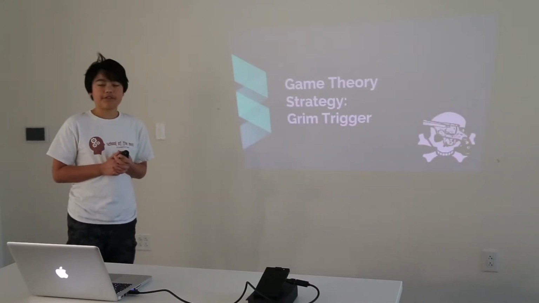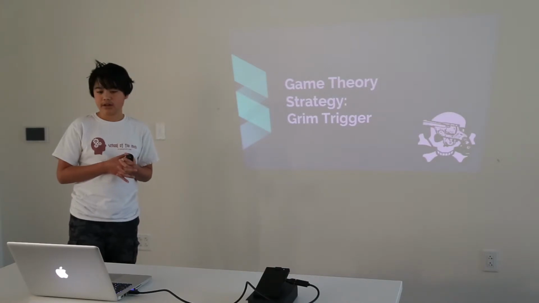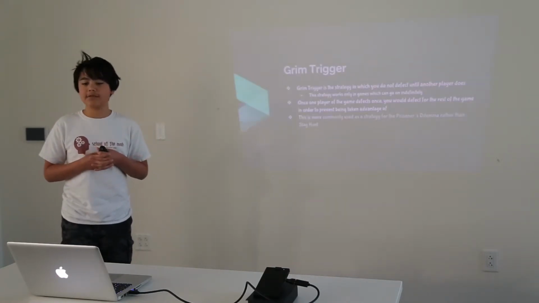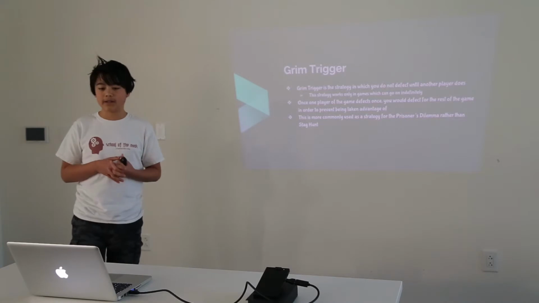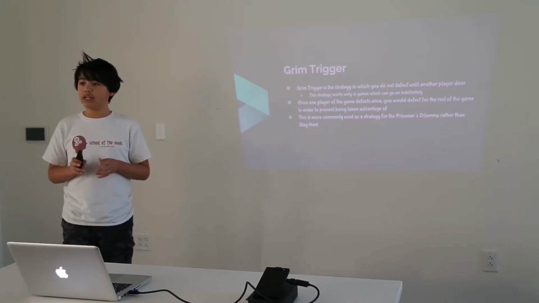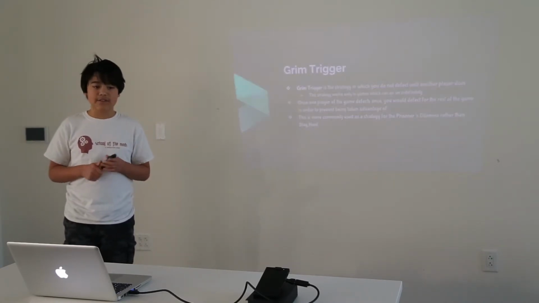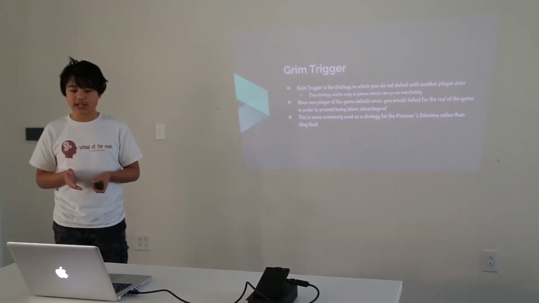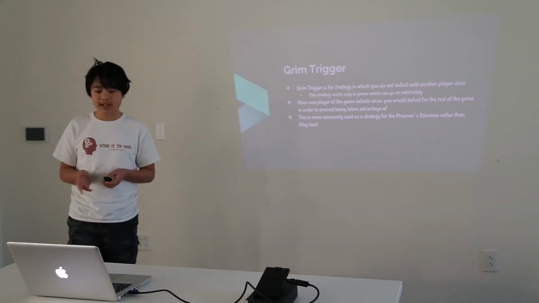So here we have a game theory strategy. This one is called Grim Trigger. Grim Trigger is a strategy in which you do not defect until another player does. This strategy works only in games which can go on indefinitely, because if he defects the last round, if it's a one-shot game, you will not have another round to defect on.